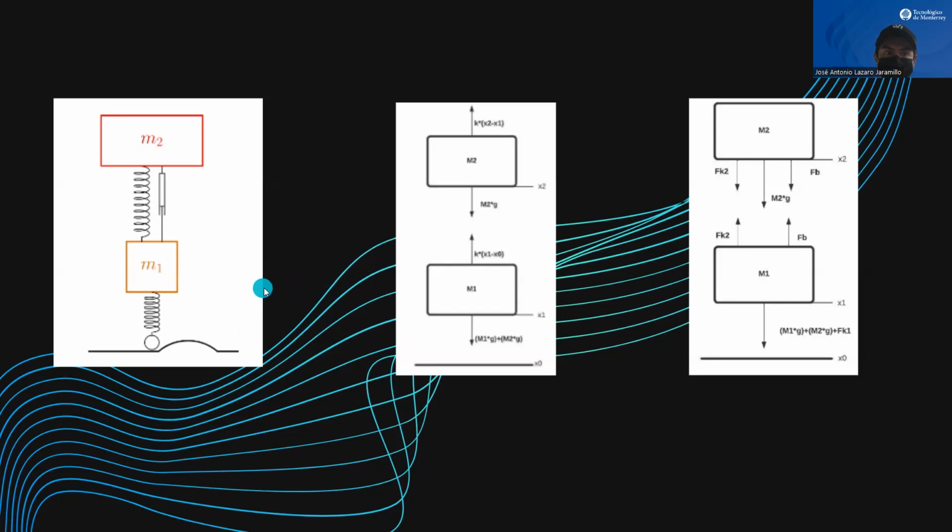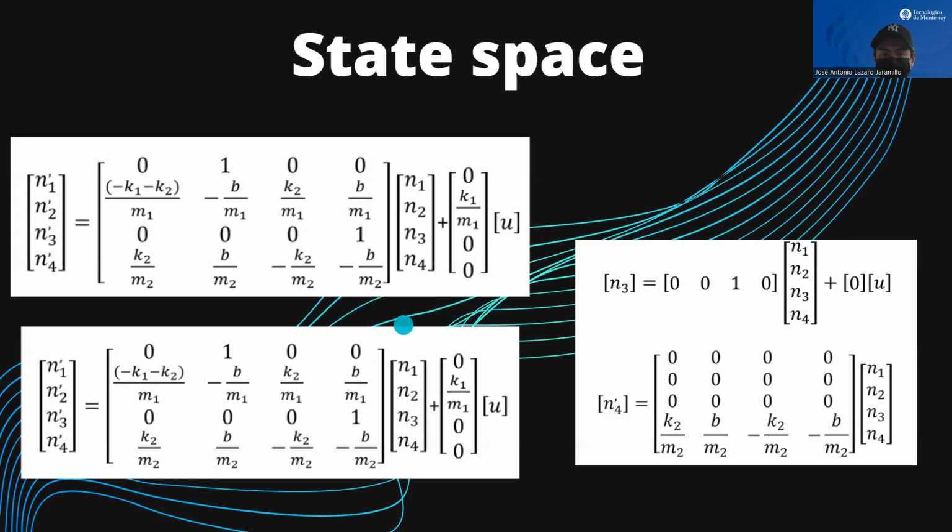The output was also defined, and it is the position of the chassis, and the variables are the velocity and the position of the mass. After we define this, the values are introduced as state vectors. So here we can see the state space that helps us to analyze the system.